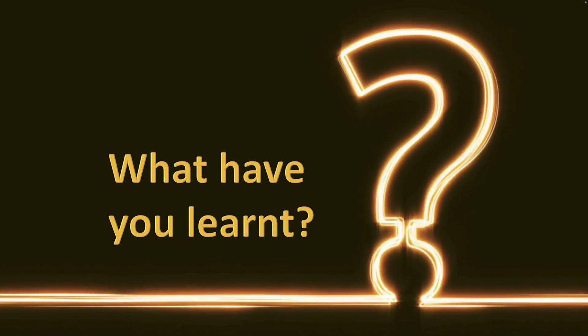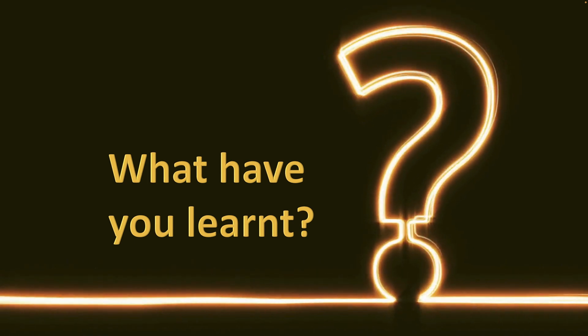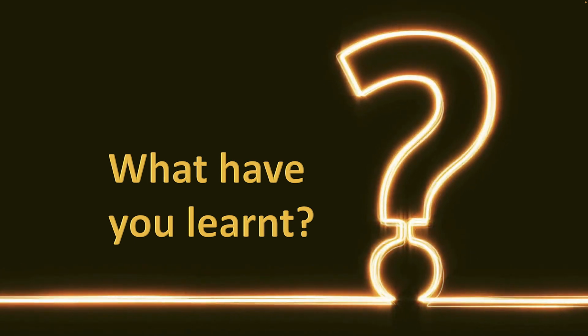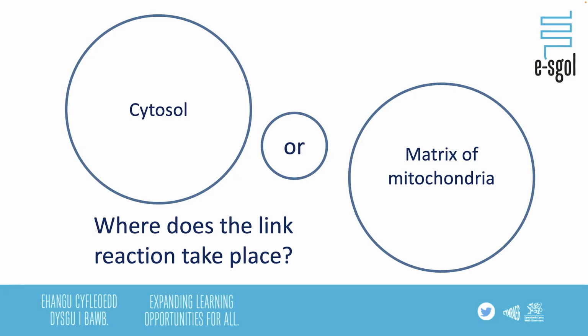Let's find out what you have learned so far. Are you ready for a quick quiz? Read each of the 3 questions, then pause each film and write down your answer. When you have done this, then restart the film to check if you were correct. Where does the link reaction take place? Our choices are the cytosol or the matrix of the mitochondria. And the correct answer is the matrix of the mitochondria.